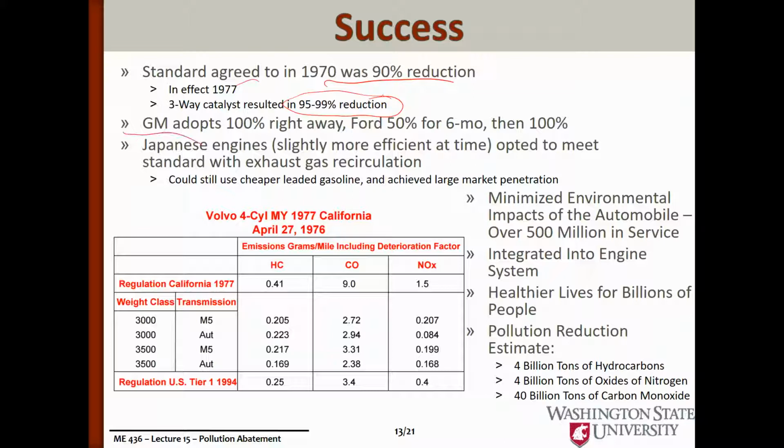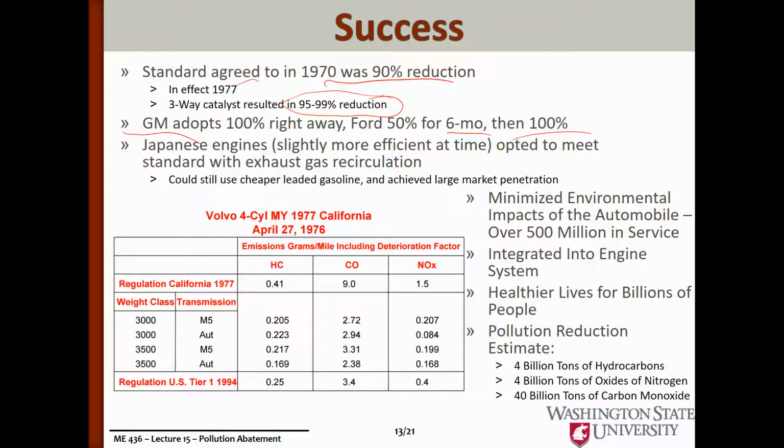So GM, as soon as the technology was available, put it on every model they had immediately. Ford rolled it out in phases, started with about half of their models having catalytic converters so that folks could have an option to choose between a leaded gasoline vehicle and an unleaded gasoline vehicle, putting it in the consumer's choice. After they looked at it for 6 months, they went fully 100% as well, and the Japanese did not. This had a huge impact on what the emissions were.